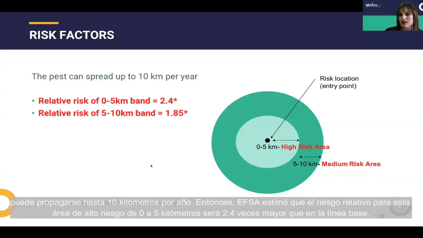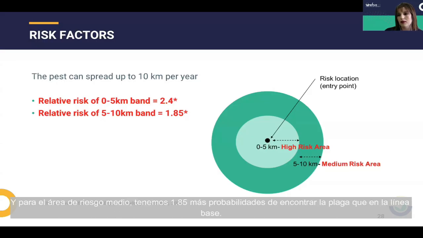So the EFSA estimated that the relative risk for this high risk area from 0 to 5 kilometers will be 2.4 times higher than in the baseline. And for the medium risk area, we have 1.85 more chances to find the pest than in the baseline.